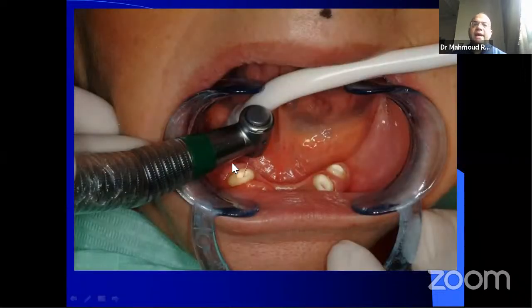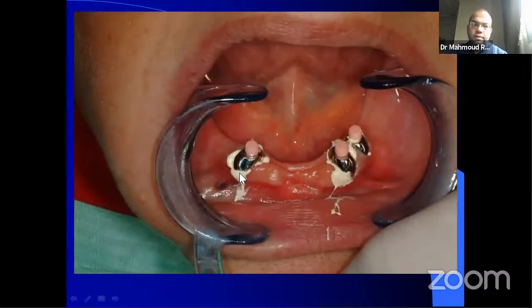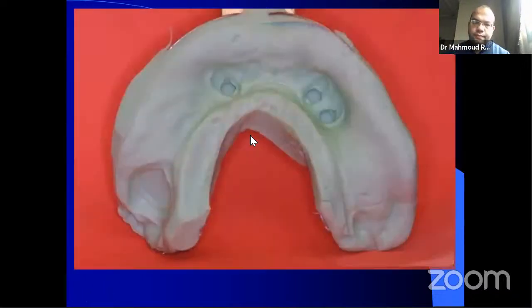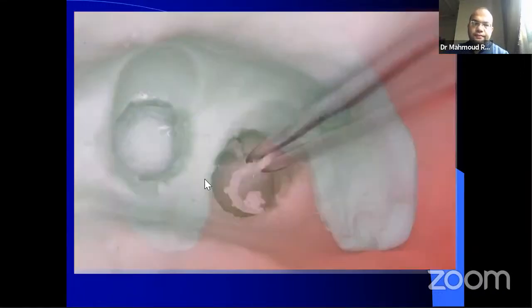Here we are going to cement the bowl attachment here with copings. We use a resin cement for cementation into the abutment teeth. And this is finally the metal housing, as you see here, that contains the female cap. And after that, we took the impression like this.